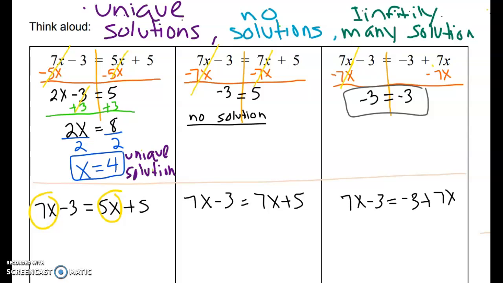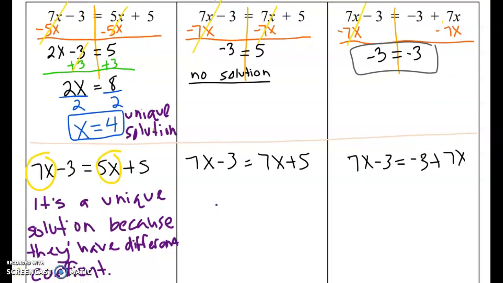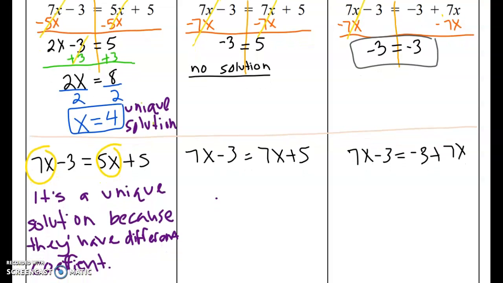So I want to write that out. So I wrote down my sentence, and my sentence does say it is a unique solution because they have different coefficients. So if I realize that they have different coefficients, so the number that is in front of the x value, it is going to be a unique solution, which means I only will have one answer that will make the statement true. So that means I don't really need to solve for these problems. So let's take a look at my second problem.